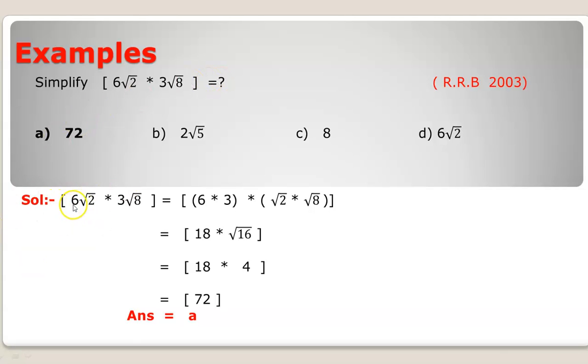So the given expression is 6 root 2 into 3 root 8, which is equal to, first we multiply 6 into 3, because these two numbers are outside of the square root, and then multiply the square root terms, root 2 into root 8. In the next step, 6 into 3 is 18 into square root of 16, which is equal to 18 into, square root of 16 is what? 4. That is equal to 18 into 4, which is 72. The answer is A. This is the correct option.